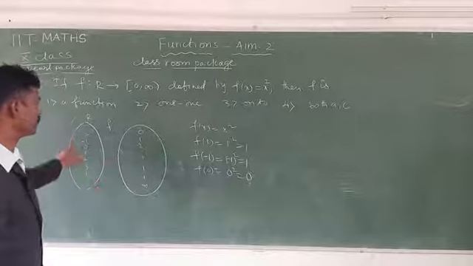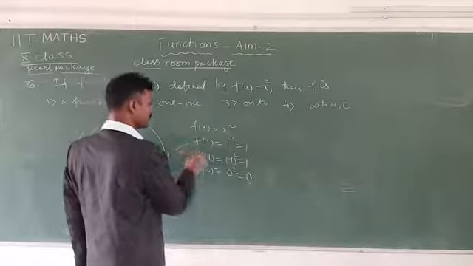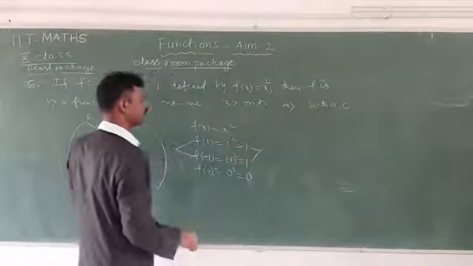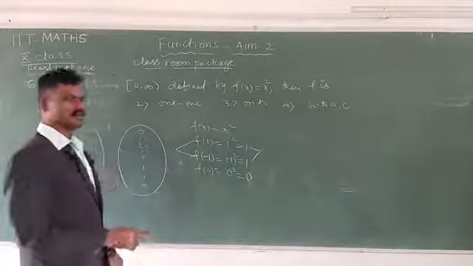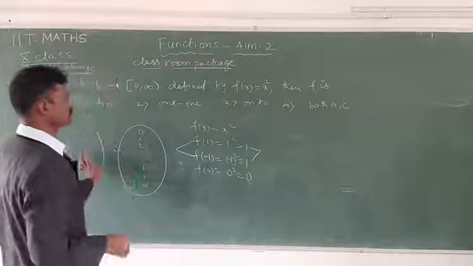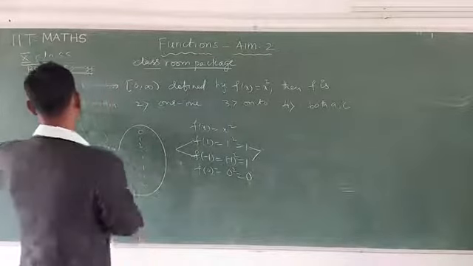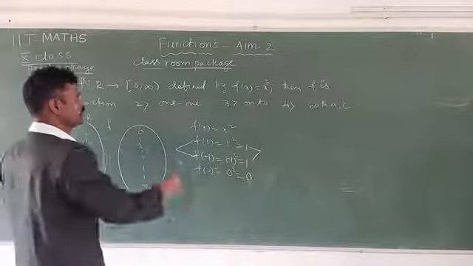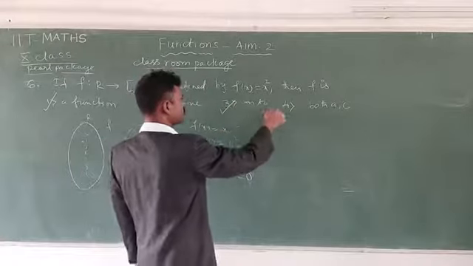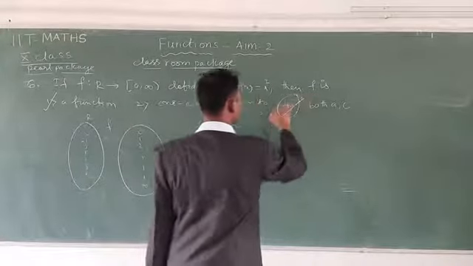Here two elements have the same image, 1 and minus 1, both having 1 only. That's why this is not a one-one function. This is an onto function only. This is a function and an onto function. Both are possible here, so this is the option. Fourth one is correct.